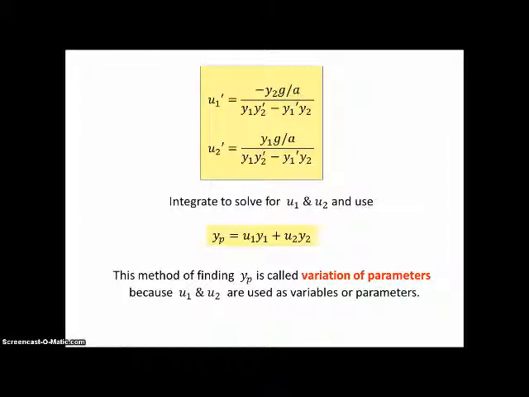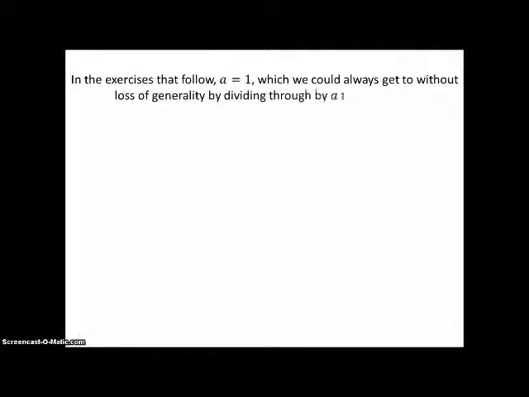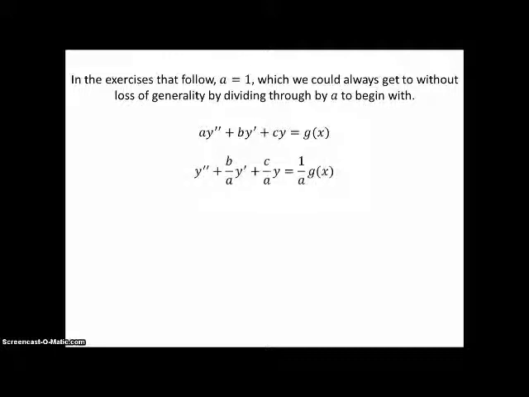Now one more little thing. In this particular text, a is always 1 because that just makes the formulas a little nicer. So in the exercises that follow, a will always be 1, which we could always get to without loss of generality anyway by dividing through by a to begin with. So if you have a different text and a is not 1, and you want to use the formulas that we're going to use, the formula without a in it, you can just divide through by a first.